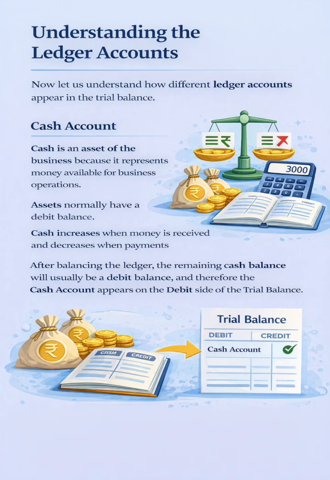Cash account. Cash is an asset of the business because it represents money available for business operations. Assets normally have a debit balance. Cash increases when money is received and decreases when payments are made. After balancing the ledger, the remaining cash balance will usually be a debit balance, and therefore the cash account appears on the debit side of the trial balance.